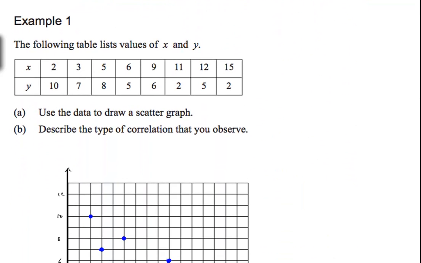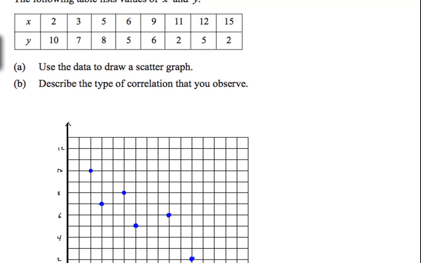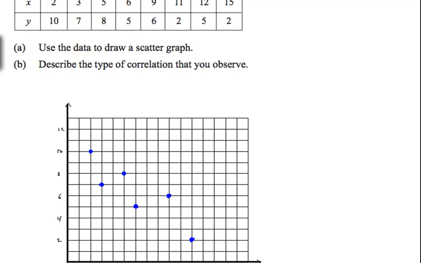The following table lists values of X and Y. We're going to use the data to draw a scatter graph and then describe the type of correlation that you observe. Pretty straightforward. I've gone ahead and drawn a bunch of these points already because I don't want to take up too much time in the video just drawing dots on a page.